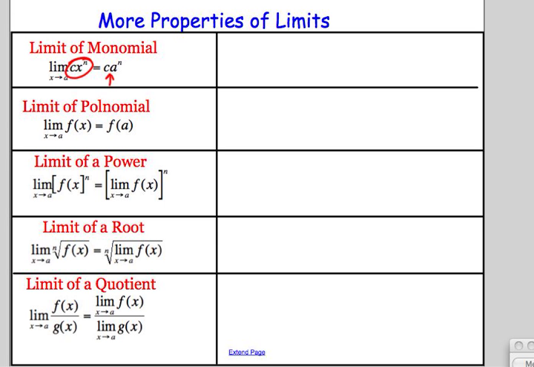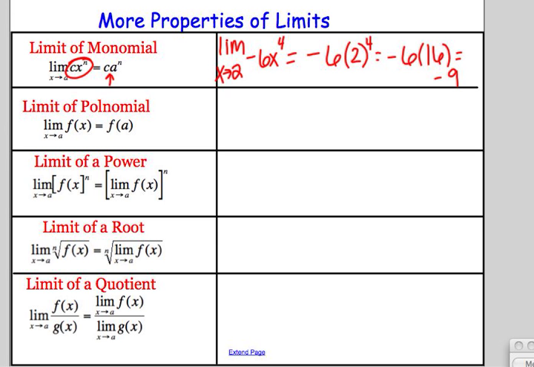The limit as x approaches 2 of negative 6x to the 4th. All we have to do is replace the x with the 2. So we're going to get negative 6 times 16, that's 2 to the 4th. And the answer there is negative 96.